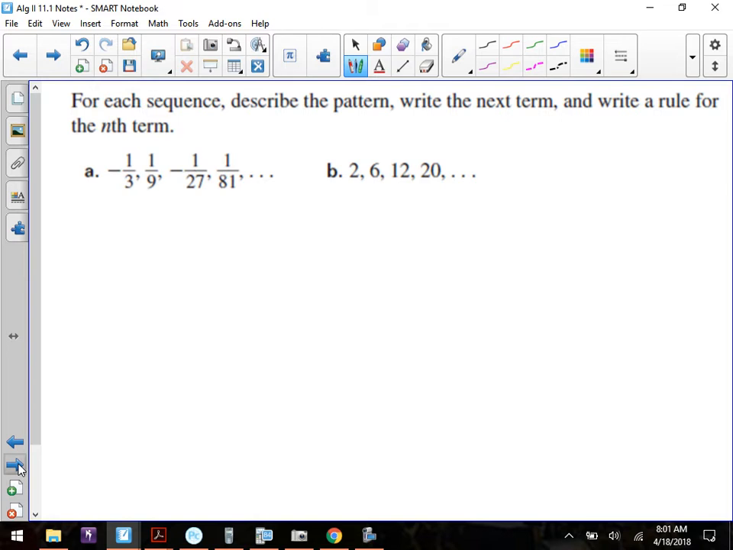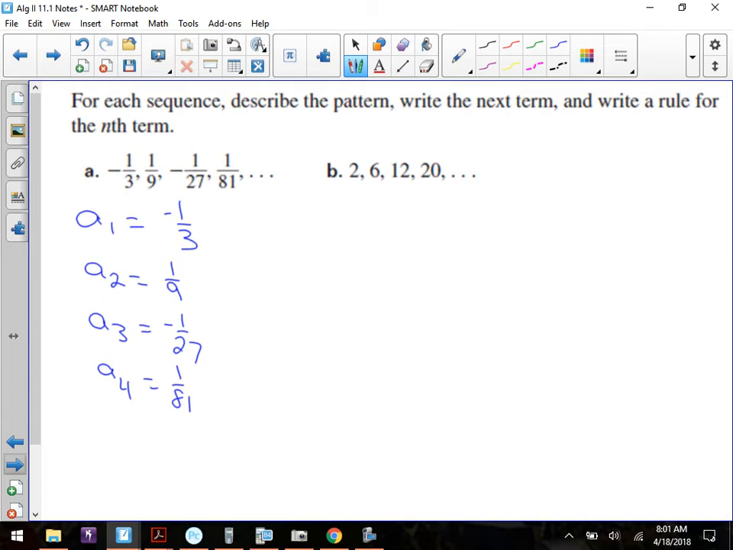When I talk about write the rule, I'm going to write in terms of n. One of the easy ways to do that is to write it out as your first term is -1/3. Your second term is 1/9. Your third term is -1/27. Your fourth term is 1/81st.